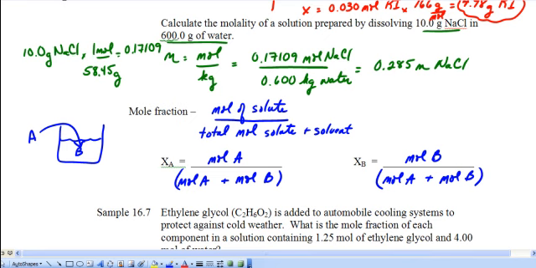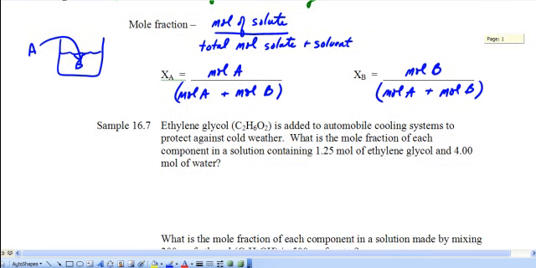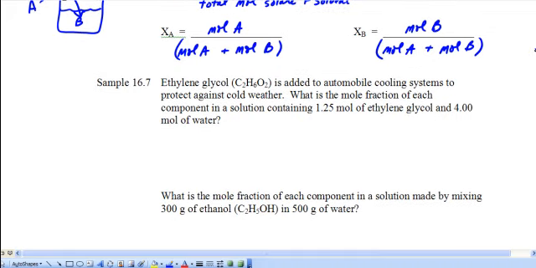So let's go ahead and try a couple out. Ethylene glycol is added to automobile cooling systems to protect against cold weather. What is the mole fraction of each component in a solution containing 1.25 moles of ethylene glycol and 4 moles of water? So the mole fraction, for which we use the Greek letter chi, it's actually not an X, it looks like an X.